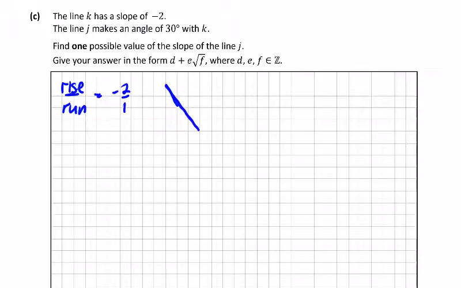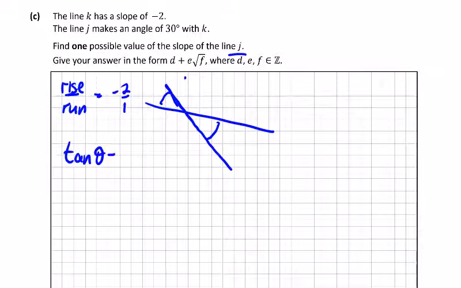Just as a sketch. And then we have the line J making an angle of 30 with K. So just make a line there, has an angle of 30. Say something like this. So I just have 2 lines, and I'm trying to find the value of the slope of J. So 2 lines and the angle between them brings the tan theta formula. Tan theta is equal to plus or minus, that's why it asks for one possible value, m1 minus m2 over 1 plus m1 m2.